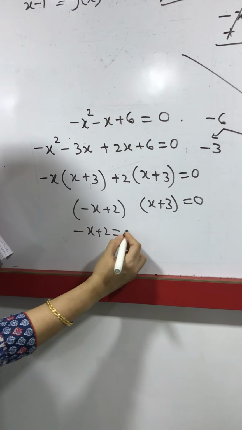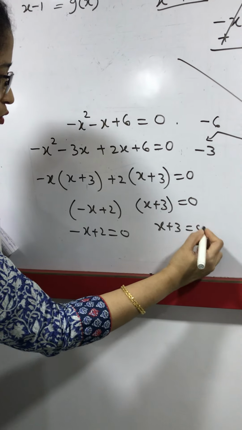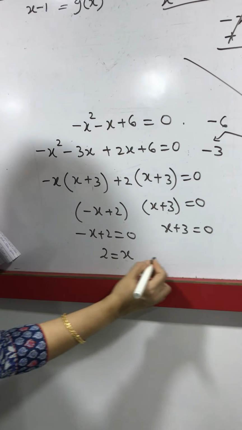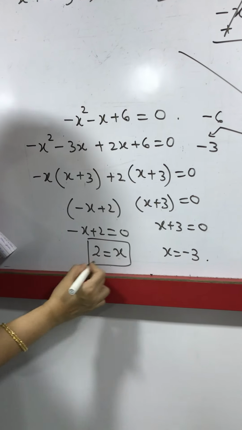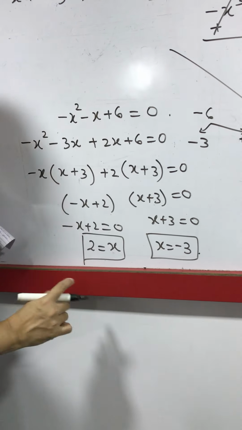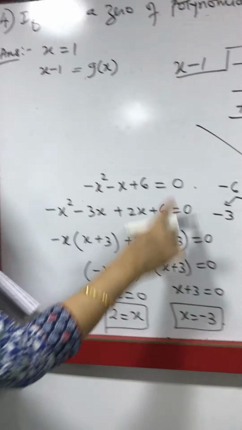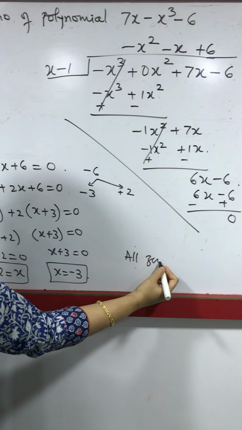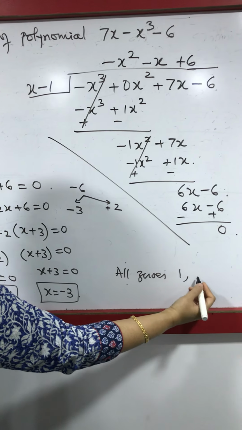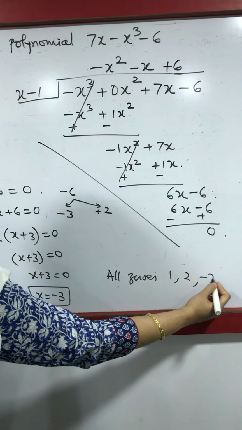Factors are minus x plus 2, x plus 3. Equate each factor to 0 to find zeros of the polynomial. So we have 3 zeros, that is 2, negative 3 and given value is 1. So all zeros are 1, 2 and negative 3.